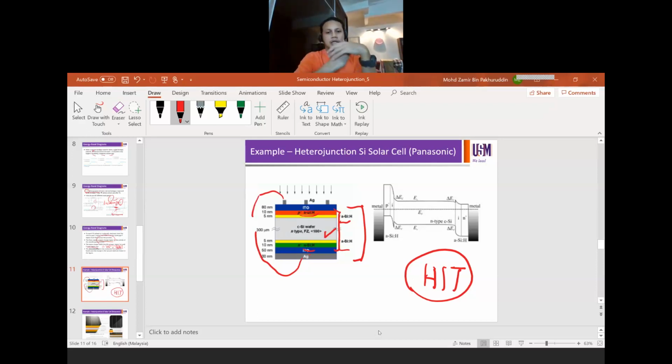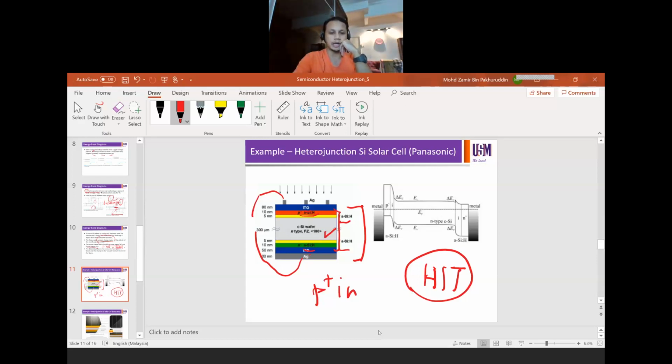If you look here, the effective PN junction is actually at the front side, where you have your P plus, then your intrinsic, then your N layer from the crystalline silicon. That is what forms the PIN junction, right? Or PN junction, except it has an intrinsic layer in the middle.